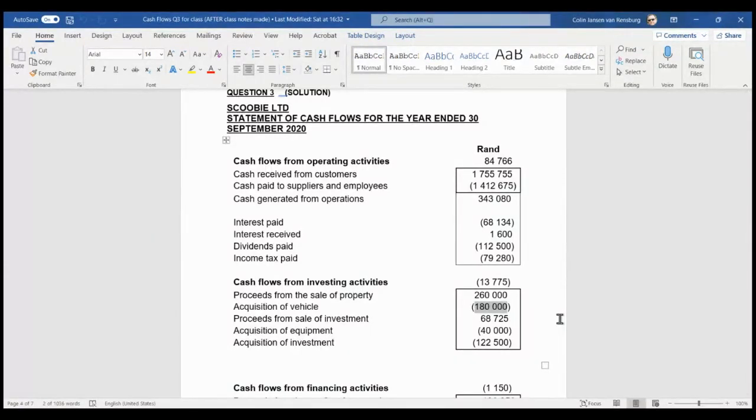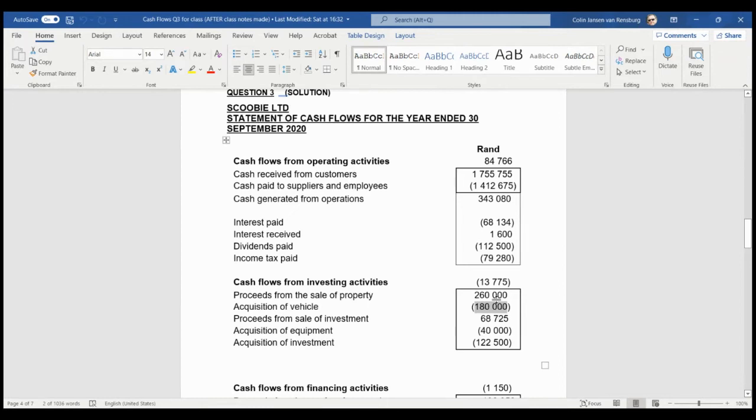The only other remaining step with regards to that line item is to determine whether that should be a positive or a negative. So we are going to think about this: when we acquire a vehicle, we're obviously going to pay for it. So would that be an inflow or an outflow of cash? Yes, it's an outflow of cash. So therefore, we have to show it as a negative. We have to show it in brackets.